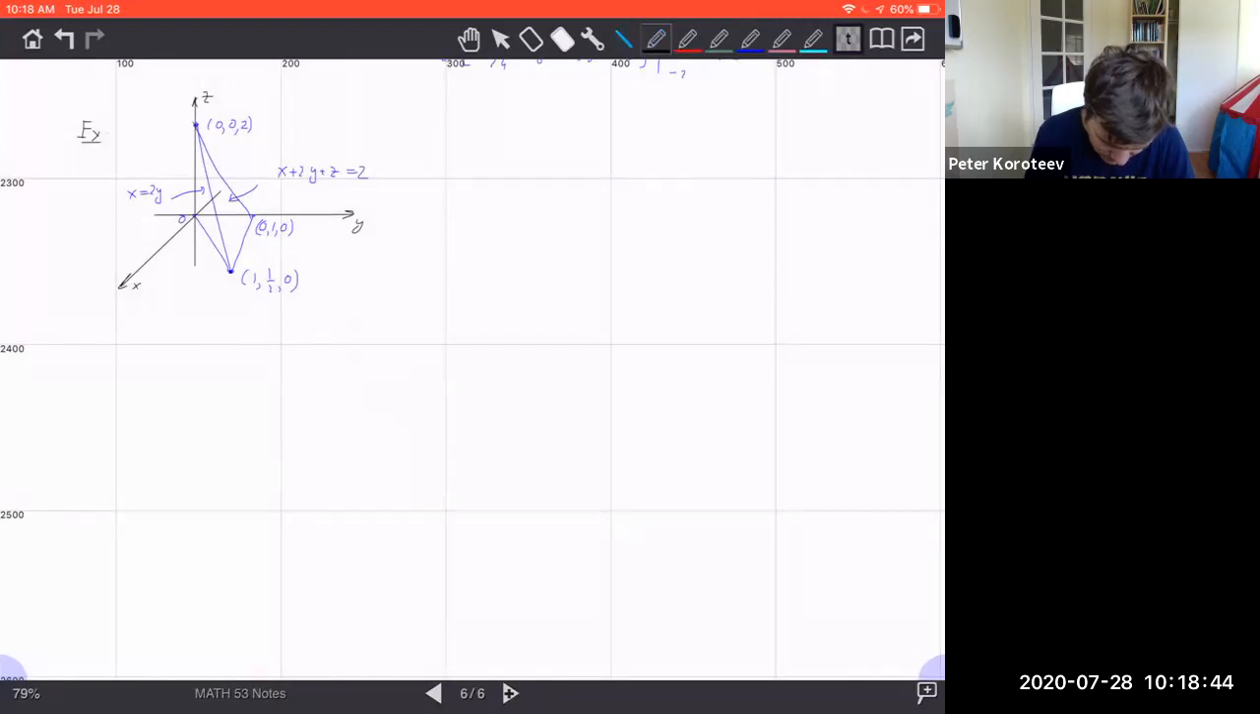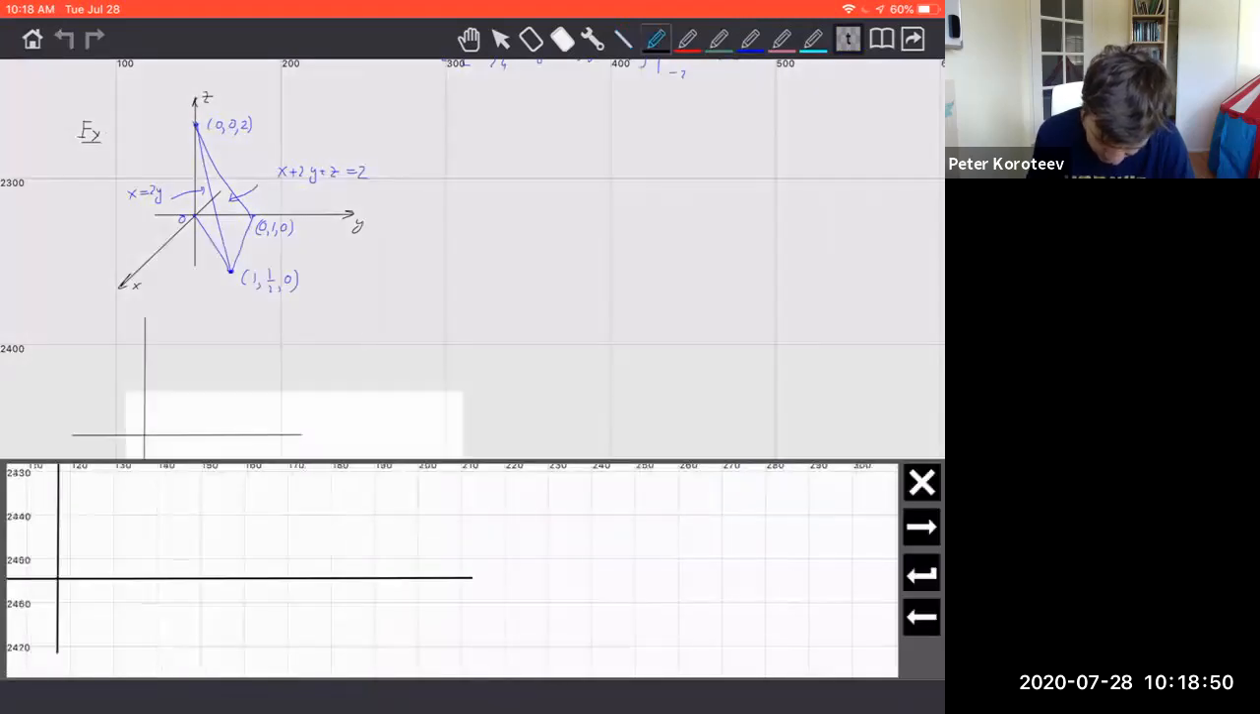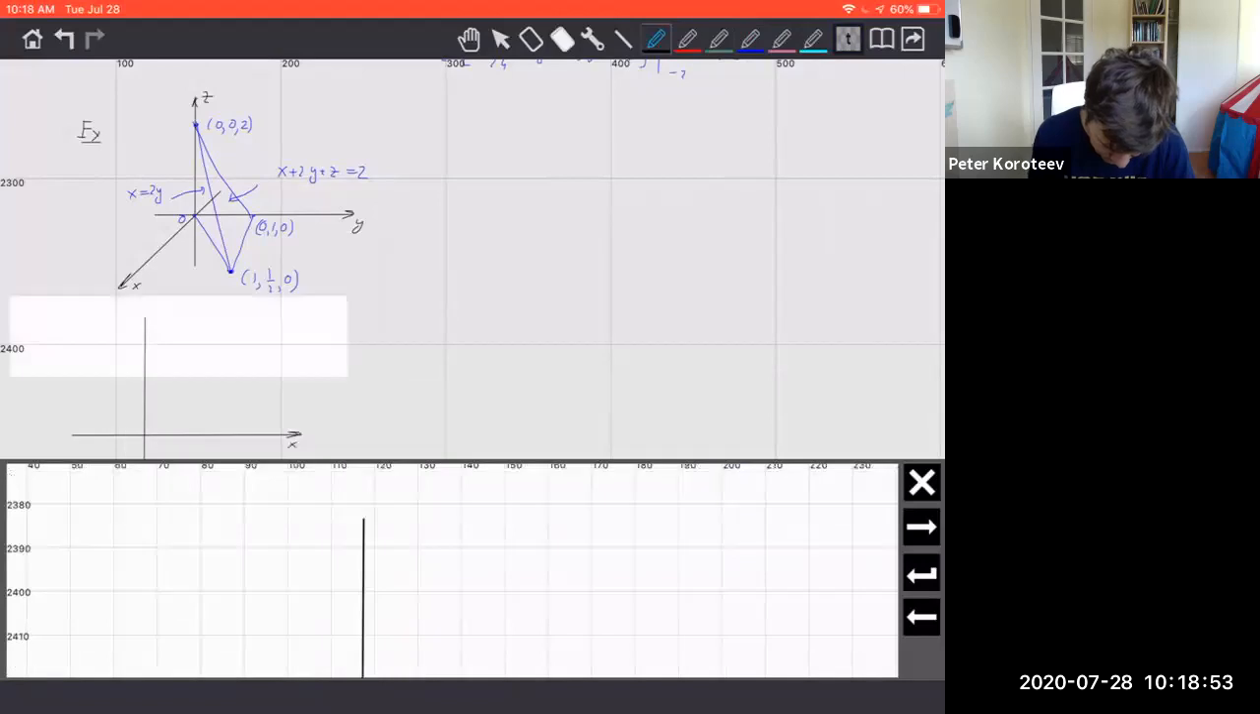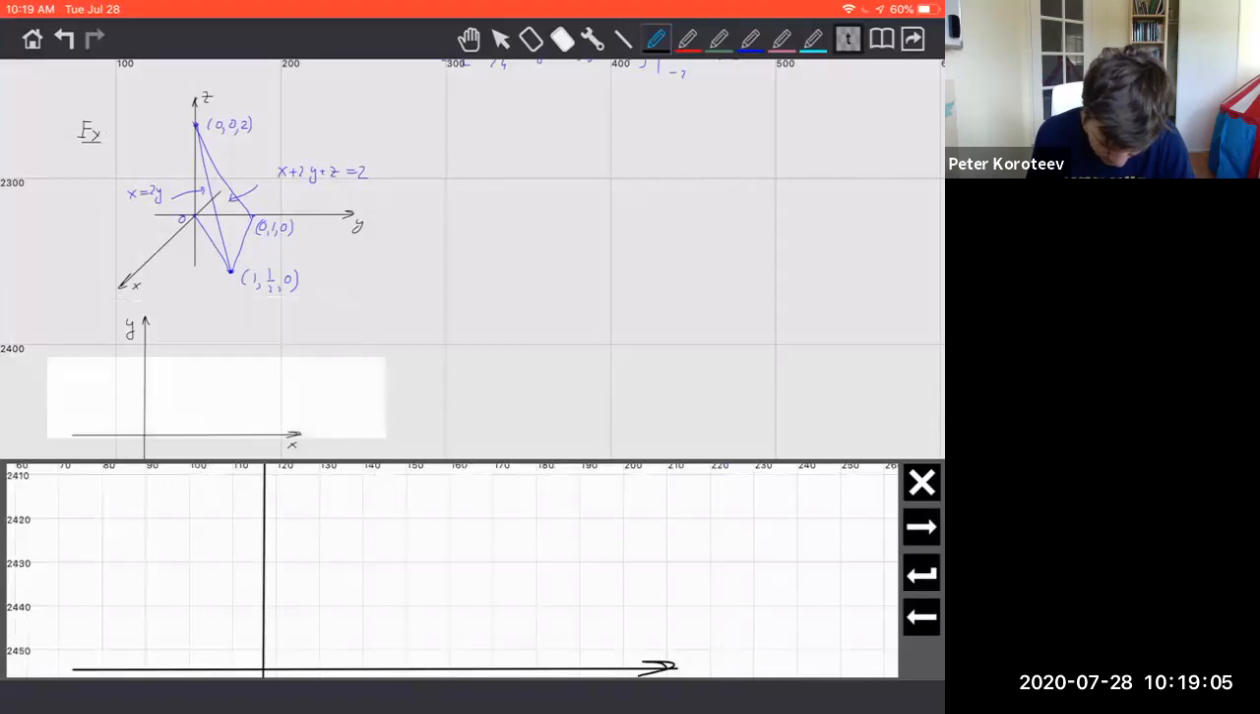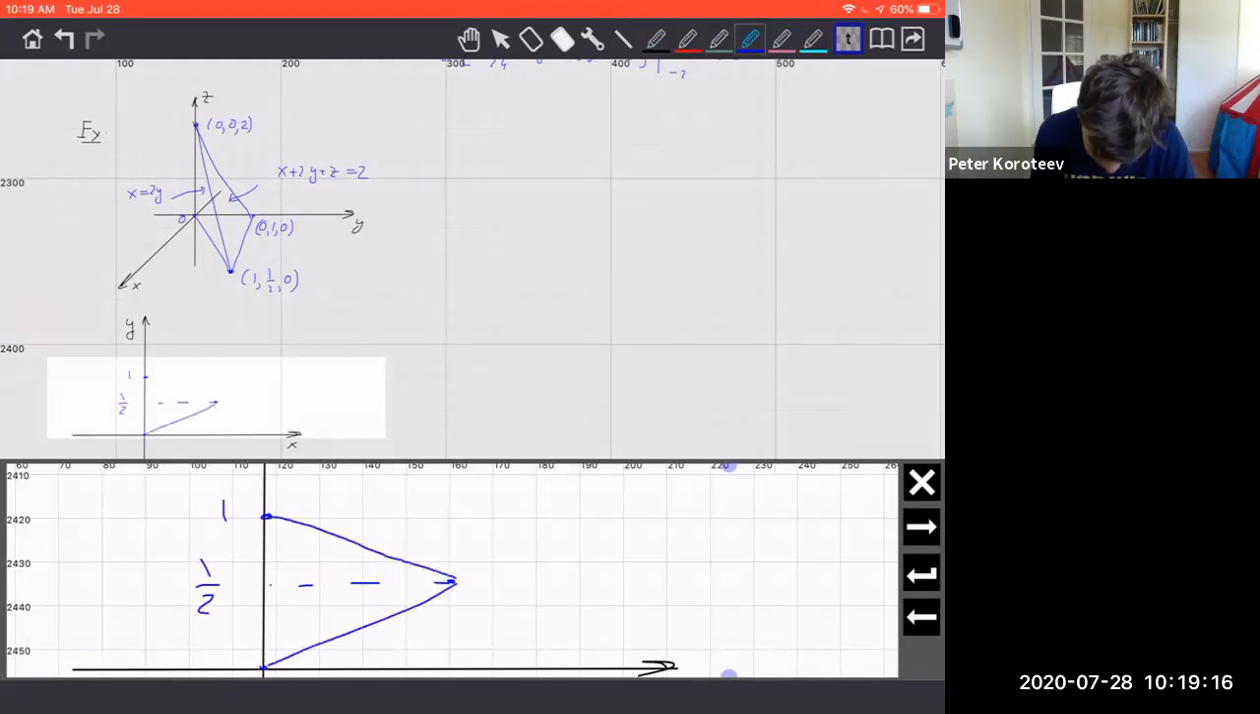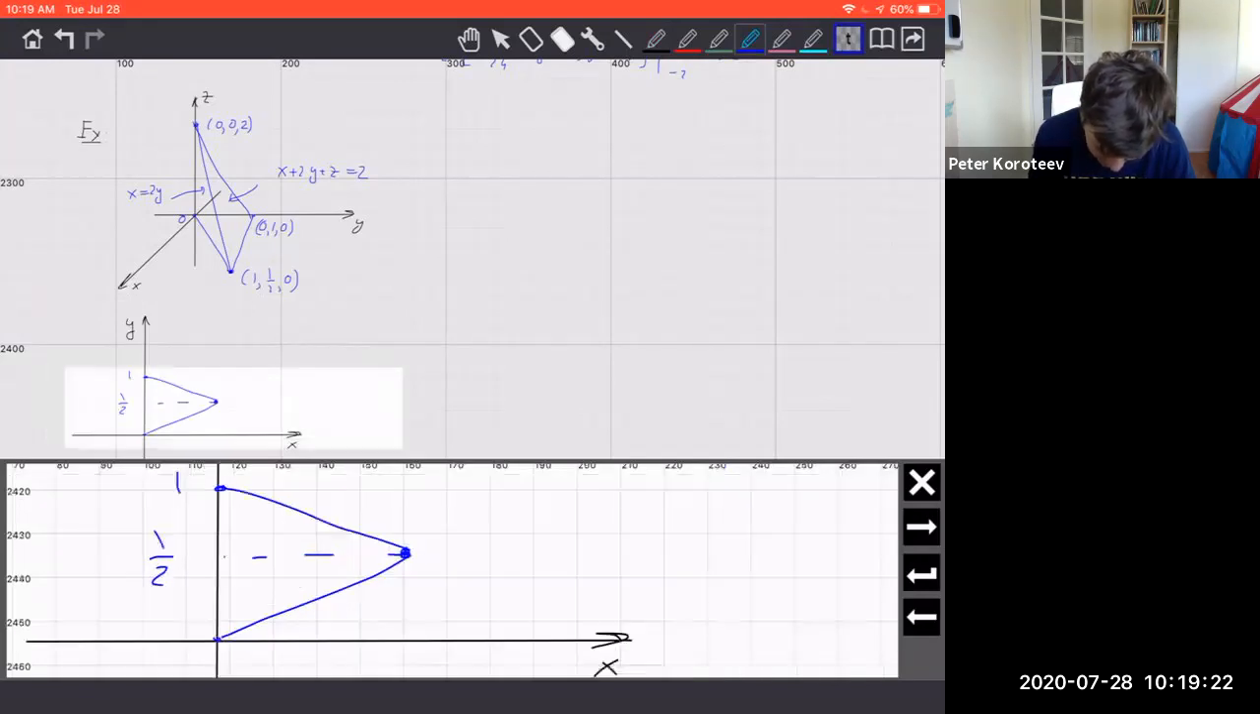So if you draw the integration set, it will look like a triangle, right? My original drawing is not really precise because this vertex here has coordinate 1/2 along the y-axis. So it's 1 here. And so this is the triangle. And here is also 1. Okay.